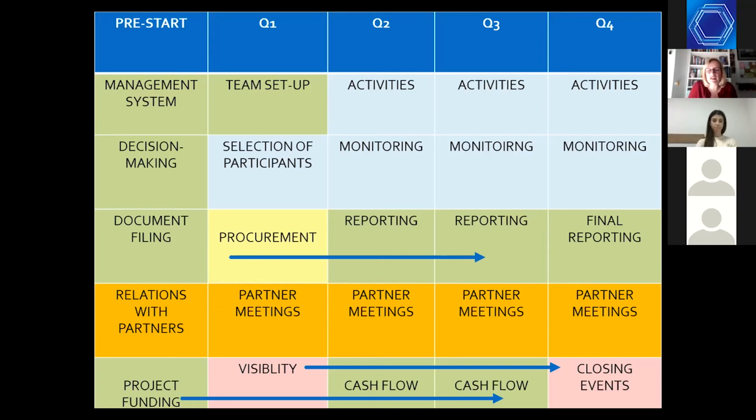This is definitely the time when we should design our communication strategy and define the visibility of our project. So why is that important? For the procurement, it's important because if you do it at the beginning and you fail, you have to repeat it. You still have lots of time.